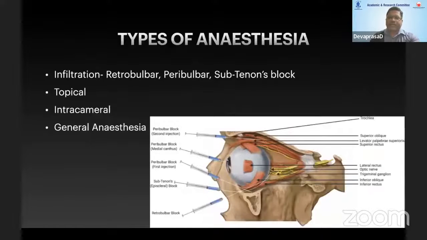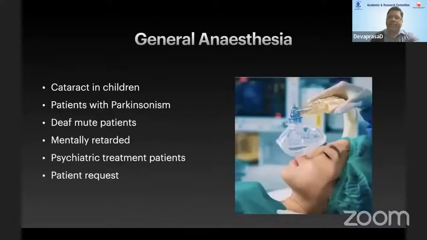Types of anesthesia: infiltration anesthesia has basically three types: retrobulbar, peribulbar, and sub-Tenon's block. Then the most popular is topical, along with intracameral and general anesthesia. General anesthesia is reserved especially for patients with Parkinsonism, congenital cataract, deaf and mute patients, mentally retarded patients, psychiatric treatment patients, and some patients who request general anesthesia in particular.